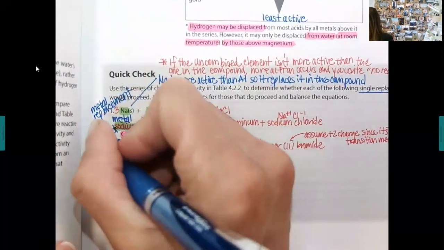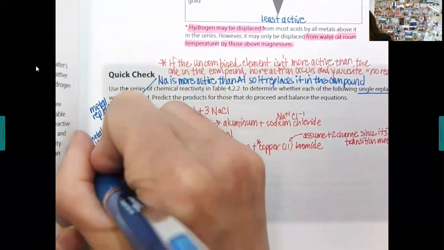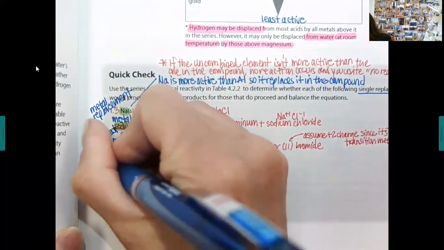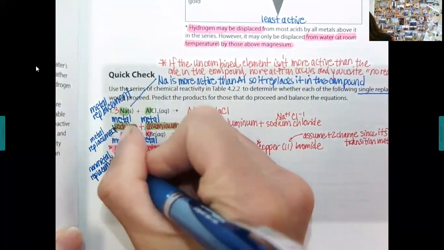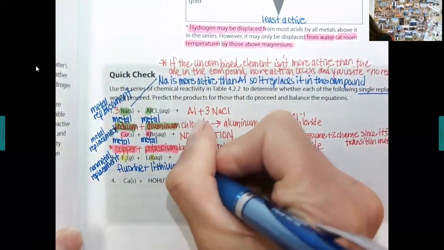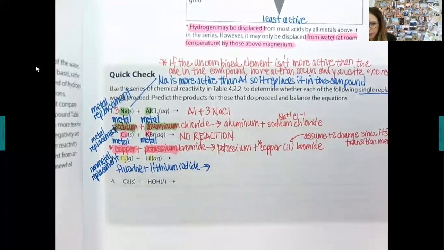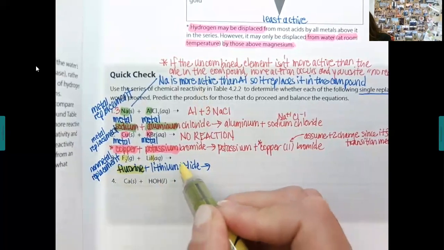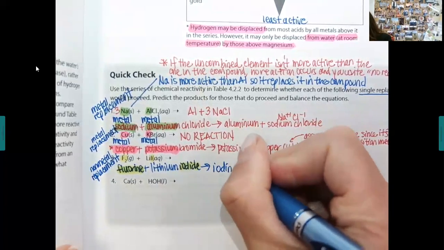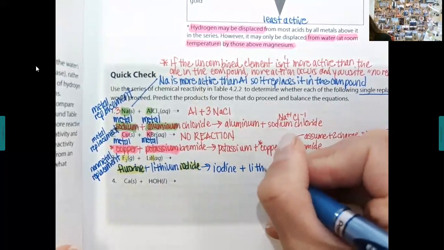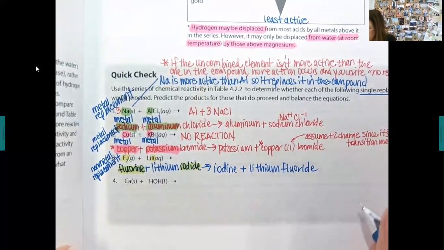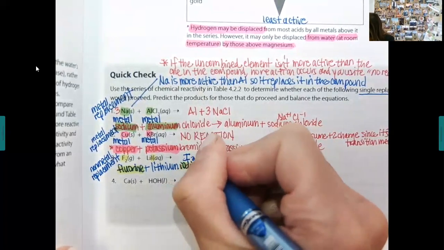So what I'm going to do is make a note off to the side that this is nonmetal replacement. And this is fluorine plus lithium iodide. I'm going to go ahead and highlight the fluorine and the iodine because they switch places, and that means iodine is going to get kicked out alone, and then I'm going to have lithium fluoride as a compound that forms, okay? Now, iodine is diatomic, so what that means is I'm going to write I subscript 2.